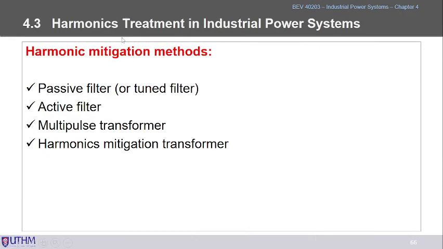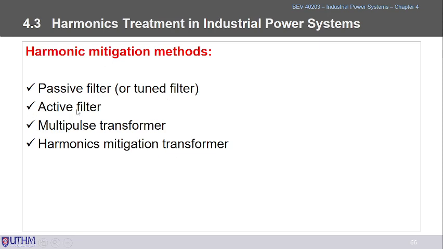So how do we mitigate the harmonics? We can only mitigate or reduce the harmonics; we cannot eliminate them totally. I mean the harmonic content cannot be totally eliminated from our IPS. Some of the methods of harmonic mitigation are the passive filter, or what we call a tuned filter. That means we tune to a specific order of harmonic. For example, we tune to the 13th order harmonic, because the 13th order harmonic is the highest one, for example. Okay, so this is the tuned filter.